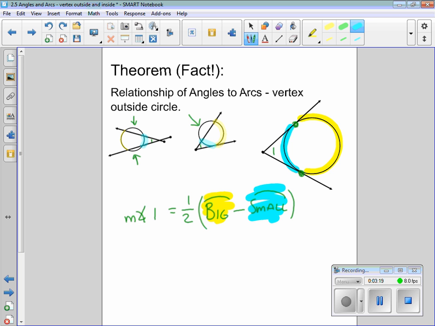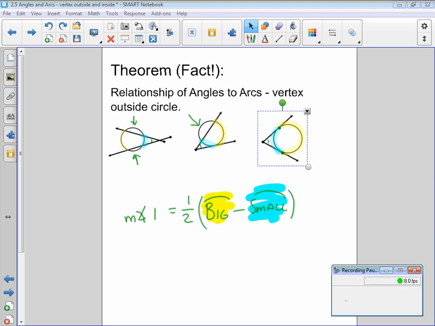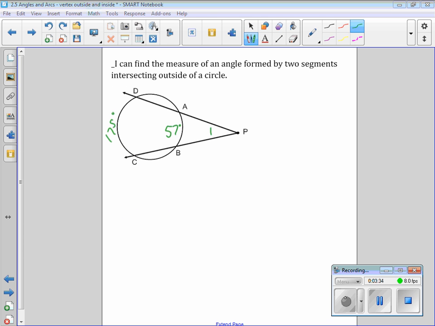Just make sure that you understand that in all these scenarios we have a relationship between the angle formed by some lines that meet outside, and it's equal to half the big arc minus the small arc. Go ahead and use the formula that we just came up with, that relationship in the previous screen, and apply it to this problem. Go ahead and put me on pause and then check back to see if your work is correct.